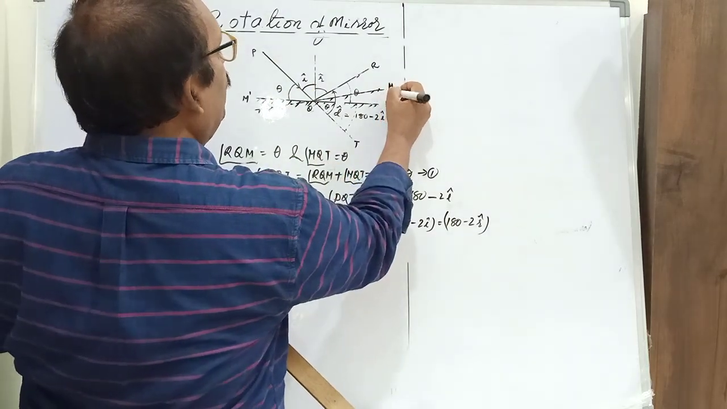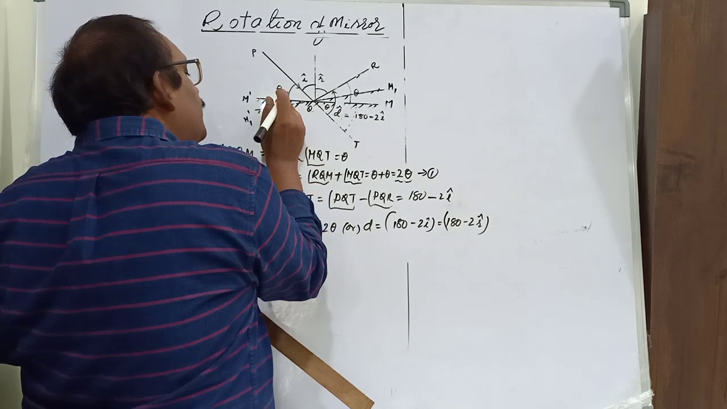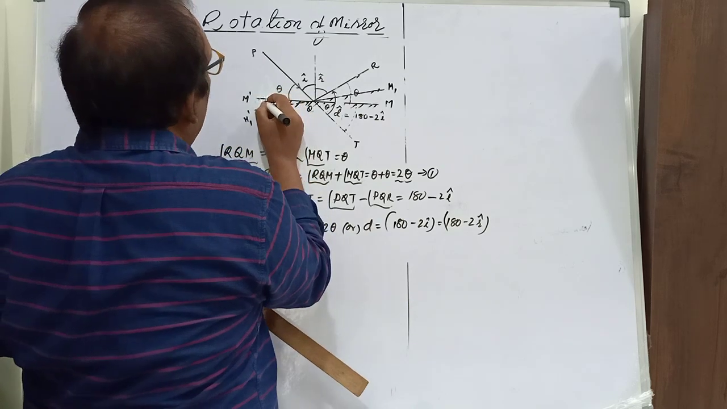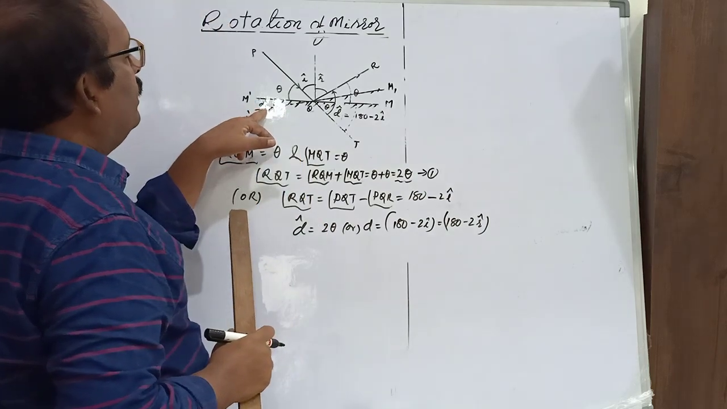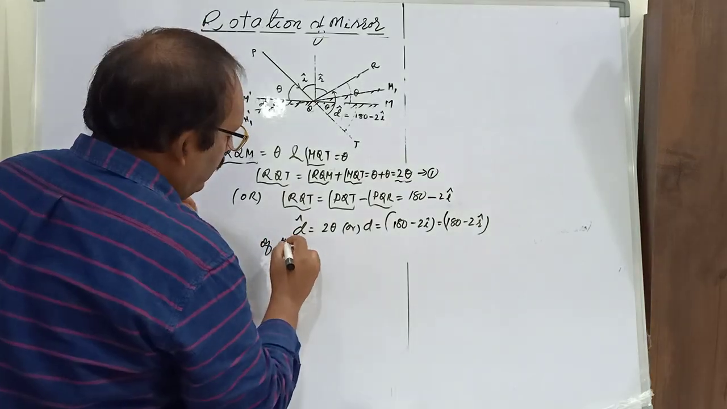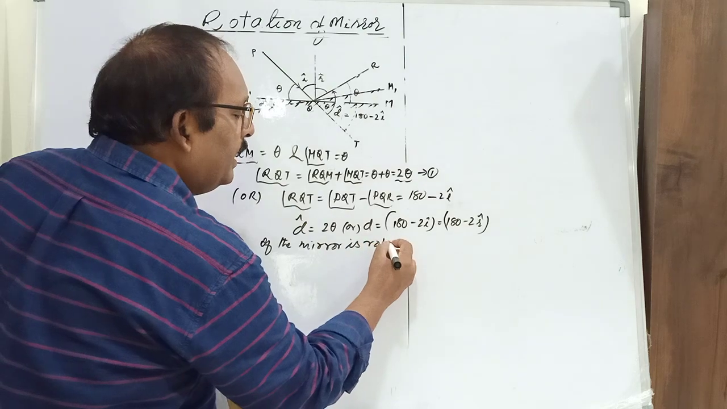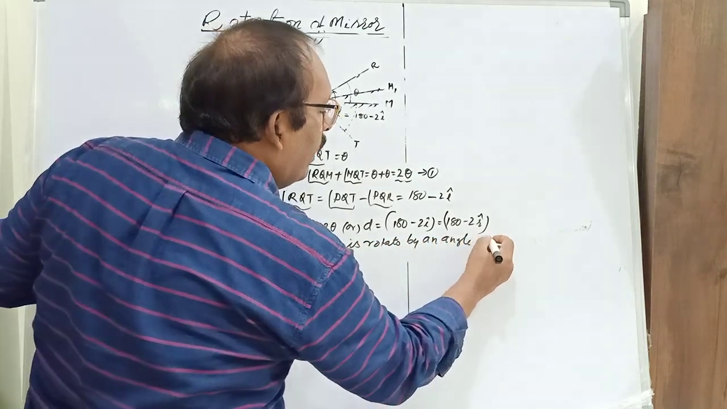So from M1 to M1 prime. What is the angle through which it is rotated? Tell me, what is the angle? Let us call it alpha. The angle through which it is rotated is alpha. The mirror is rotated by an angle alpha.